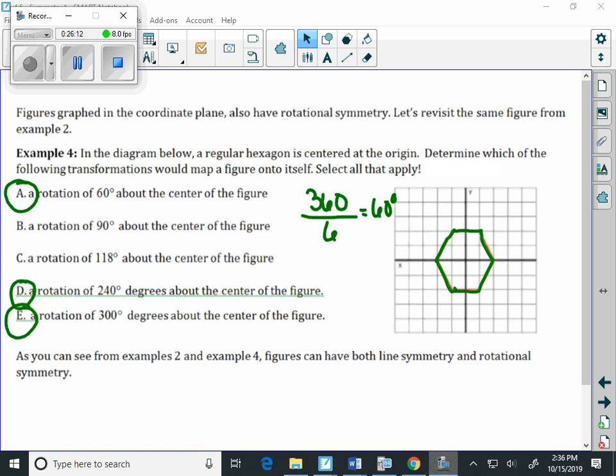Notice also what you see is we had line symmetry in this problem from example 2, and now we have rotational symmetry in the same picture on this particular select all that apply multiple choice question.